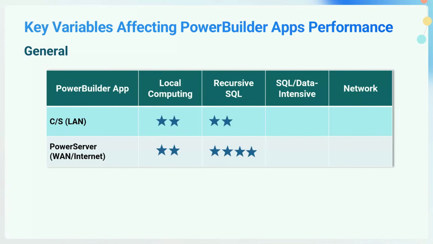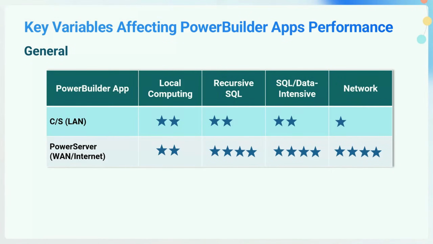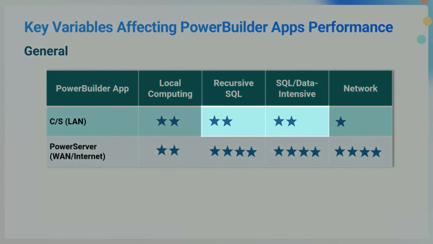Here's the idea. Each star represents how strongly a variable impacts performance. Starting with local computing, both client-server and PowerServer rely on the user's machine, but the impact is moderate, not the main factor. For client-server apps on a LAN, the real impact comes from SQL. Recursive queries or data-intensive operations can slow things down. The network, however, matters very little because the LAN is fast and stable.